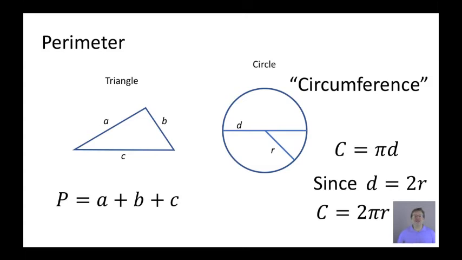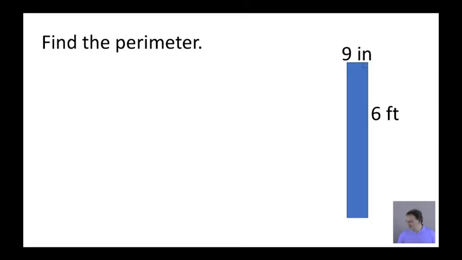So, for example, let's find the perimeter of this rectangle here. Now, it looks easy at first, but in kind of a sneaky fashion, I've made those two measurements there of different units. The 6 there is actually 6 feet. The 9 up on top is actually 9 inches. Those are two separate units there that we have to find a way to convert between.